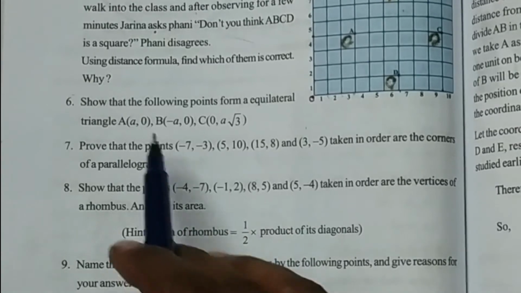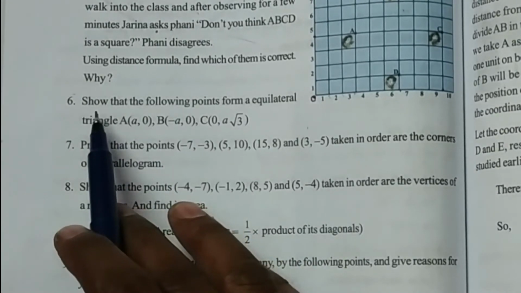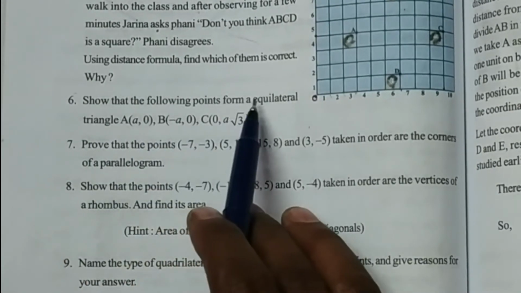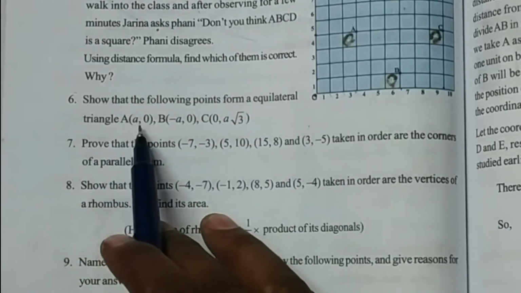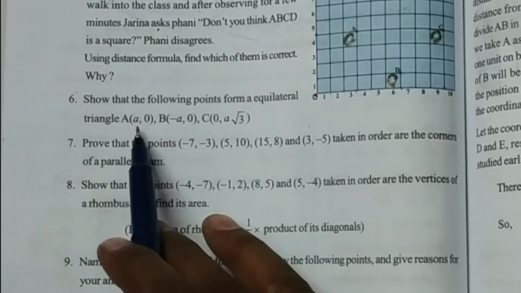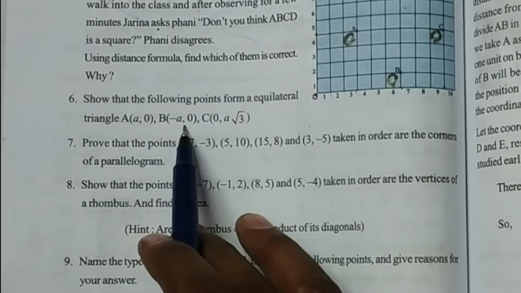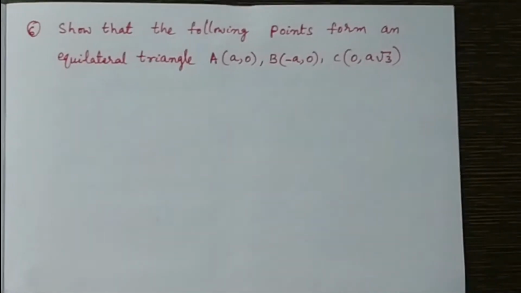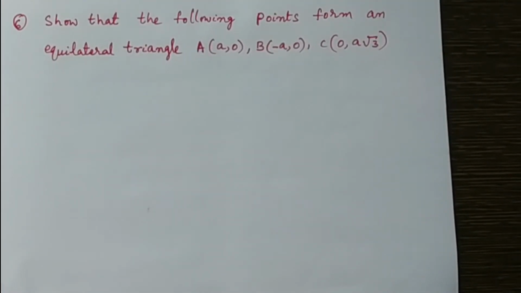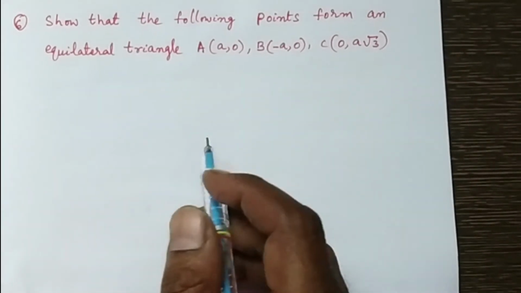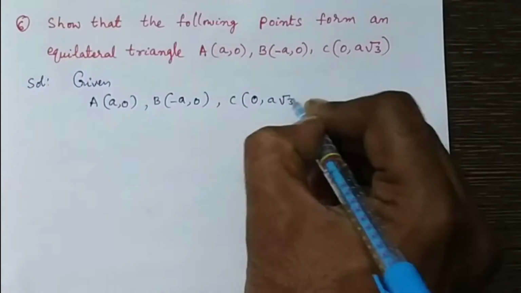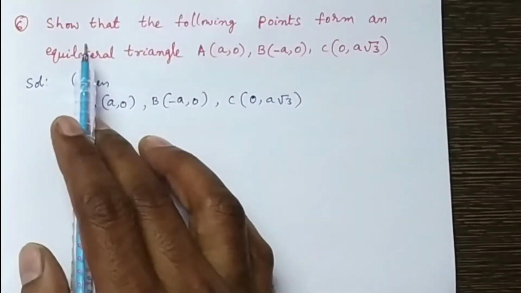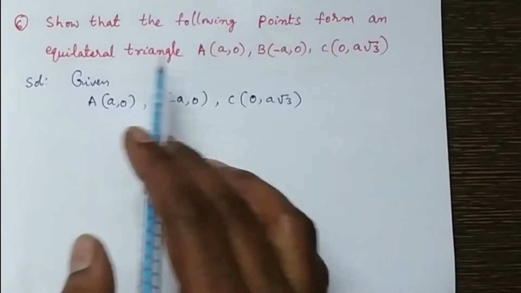So therefore the fifth problem is finished. Next, the sixth problem: show that the following points form an equilateral triangle. The points are A (a, 0), B (-a, 0), C (0, a root 3). Let us go to the problem solution. We have to show that these points form an equilateral triangle.